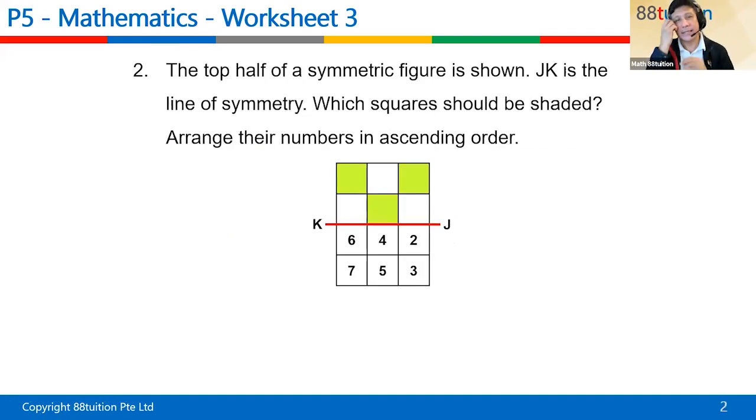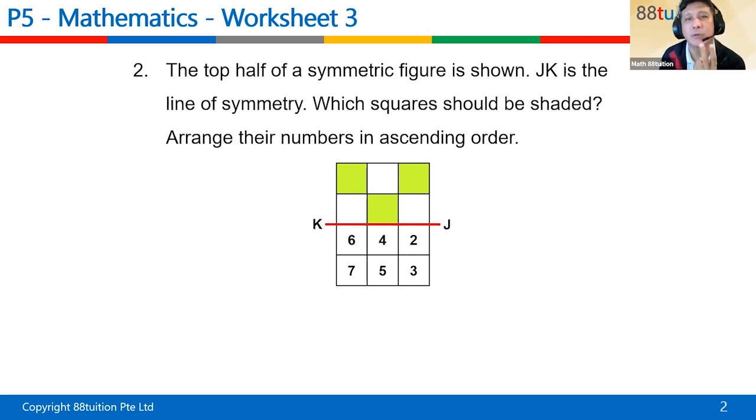Let's take a look at the second one. The second one is still on symmetry, and they tell us that the top half of a symmetric figure is shown. So JK is actually the line of symmetry. Above the line of symmetry is called the top half. Then they are asking which squares should be shaded, and we want to arrange their numbers in ascending order.